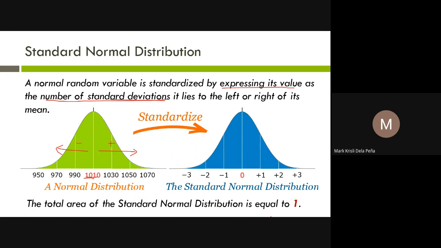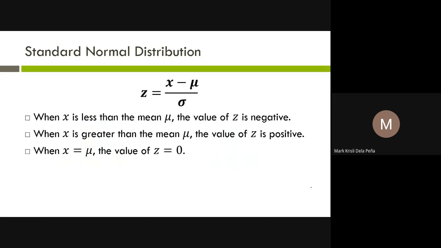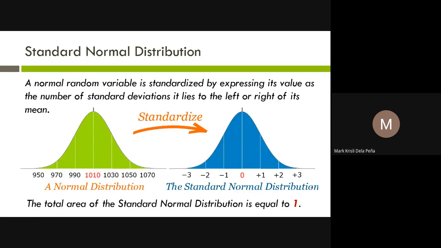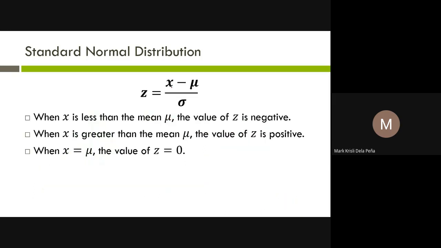And again, the total area is equal to 1. This is how we convert. Now, you might ask, how do we convert this value into a standard normal value, or what we say, the number of standard deviations away from the mean? So we will use this formula: z is equal to our value minus our mean, divided by our sigma, which means we have to calculate these two first before we can standardize the value.